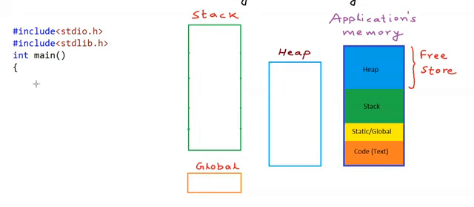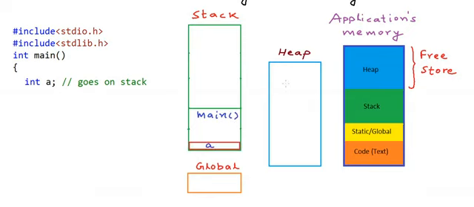Coming back to the code, if we declare a variable like this, then this variable is a local variable. It goes on the stack. Memory for this particular variable A will be allocated from the stack frame of the main method. Let us say we want to store an integer on the heap. To reserve or get some space allocated on the heap, we need to call the malloc function, something like this.